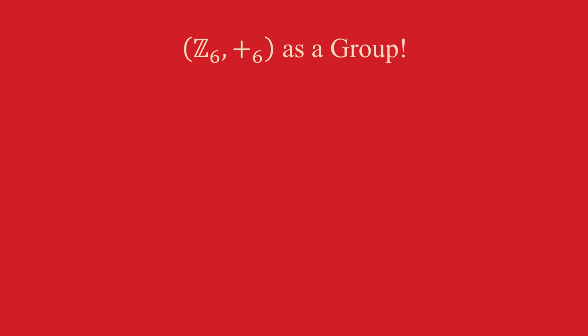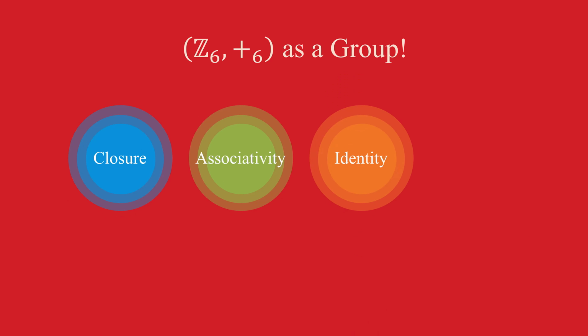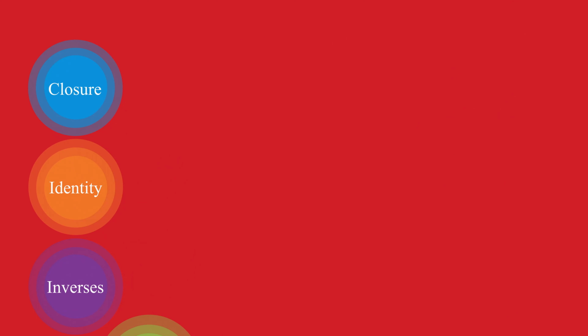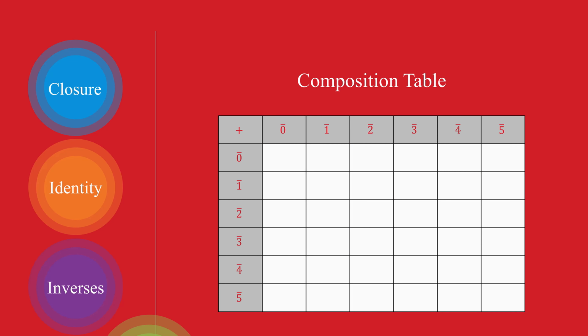We have got a binary operation, and we have to show that it is a group, so we need to verify the 4 properties of closure, associativity, identity and inverses. Let us first talk about the composition table, since it is a finite group. The composition table is a matrix arrangement wherein the row headers and the column headers are the elements of Z6, and we are going to operate from the row plus column.